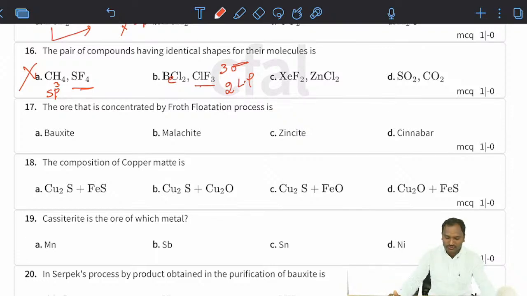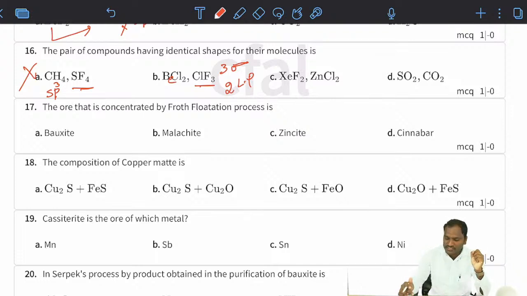Next, metallurgy, students. The ore that is concentrated by froth flotation process. So in metallurgy, you have to know the names of the ores and the formulas. Froth flotation technique is used for the concentration of sulfide ores. So in the given options, which is sulfide ore, you have to know. Bauxite, it is oxide ore, Al2O3. Malachite, copper ore, it is not sulfide ore.